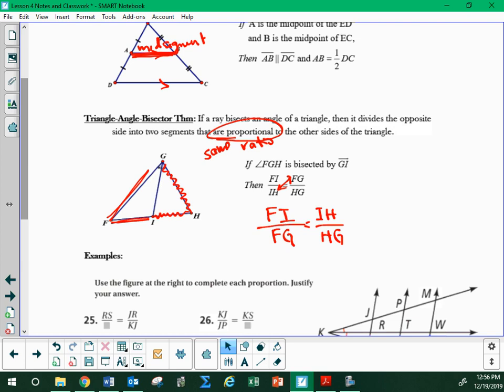So the first way we did split segment to split segment, left to right. If I switch my diagonal, then we're saying FI to FG, bottom to side, equals IH to HG, bottom to side. Again, it's another situation where the order doesn't matter as long as you are consistent with your order. So I can go left to right, or bottom to side, either way. Questions with that one?